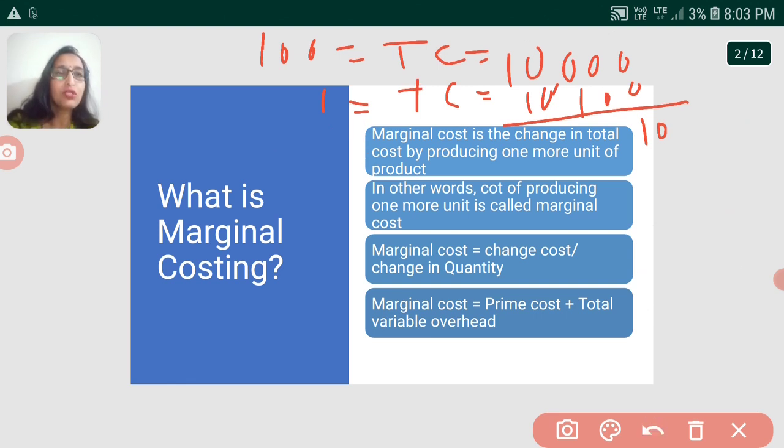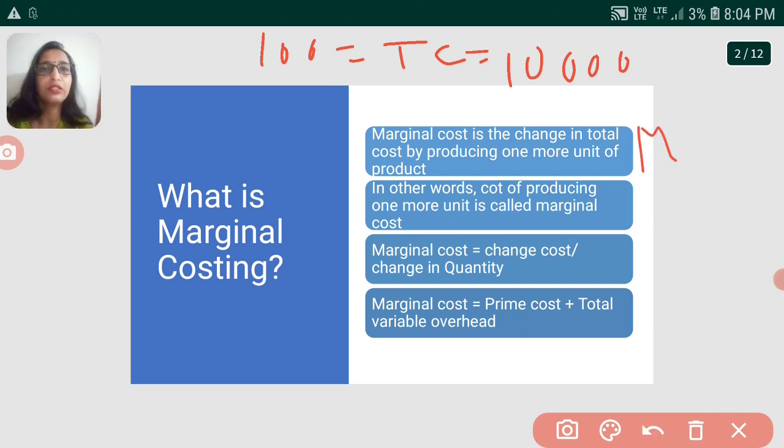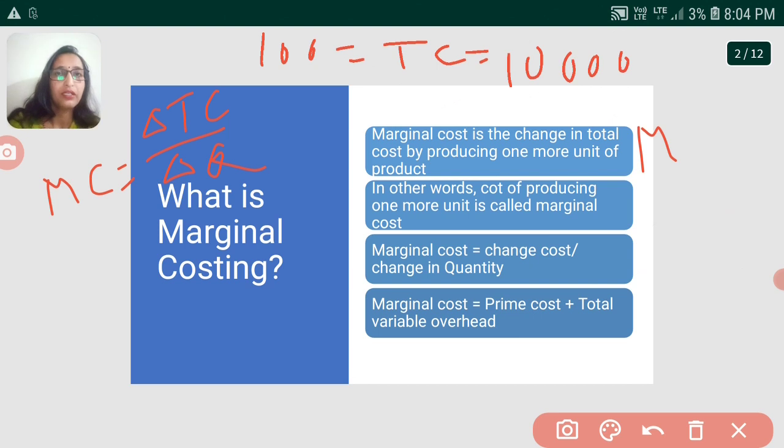Now come to the equations of marginal cost. Marginal cost is equal to the change in total cost divided by the change in quantity. Quantity is nothing but the number of units. So we can find out the marginal cost.